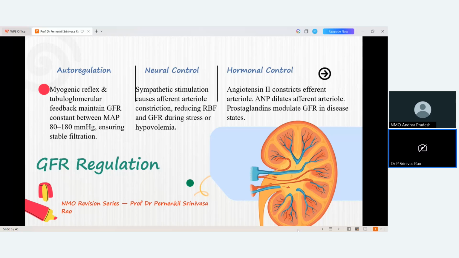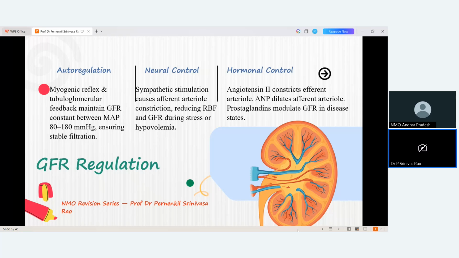Then neural control. Mostly it is because of the sympathetic stimulation. I'll be telling it to you later on. And finally, you have the hormonal control. So remember, GFR regulation, 3 ways: auto-regulation, neural control, hormonal control. Auto-regulation is again of 2 types: myogenic reflex, tubuloglomerular feedback mechanism. Neural control is by sympathetic stimulation. Hormonal control is by angiotensin 2. I'll be talking about that later on.